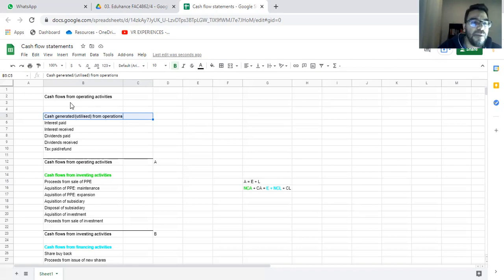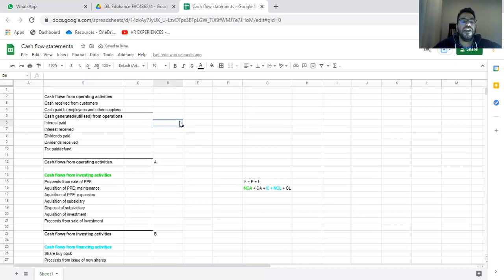So the direct method will look as follows. Cash received from customers, cash paid to employees and other suppliers. That is basically it. So just take note of that.